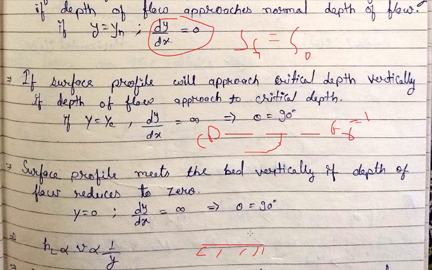So the Fr value is 0, and S naught minus Sf value is 0, so it will give infinite. Dy by dx is infinite, so the angle between the bed and the water flow profile is 90 degrees. So at the bed it will be a 90-degree profile, and it will increase when the depth of flow increases.